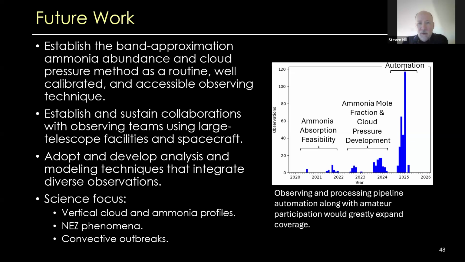For the first couple years I was doing this, I was just trying to figure out if you could actually legitimately detect ammonia absorption from that 646 ammonia band. Second 2 years, I was developing the method to retrieve the actual ammonia mole fraction and the cloud pressure. And then last year, I automated a lot of systems, but not all of them. And at this point, I have close to 500 individual observations of Jupiter spanning 5 years, the bulk of which are, of course, in the last year. And if we do a little bit more automation, we can engage amateurs more and greatly expand coverage.